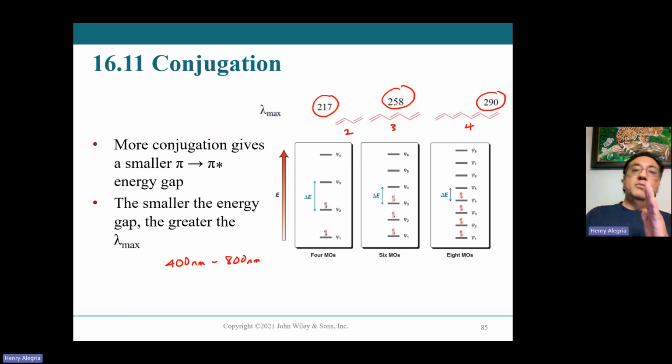So we say that's the range of visible. So you see we're going from 217, 258, 290. You realize that if there are enough double bonds conjugated, you can actually get that lambda max to fall above 400, which then fits into the visible region. So we call this technique UV-Vis spectroscopy, not just UV spectroscopy, right?